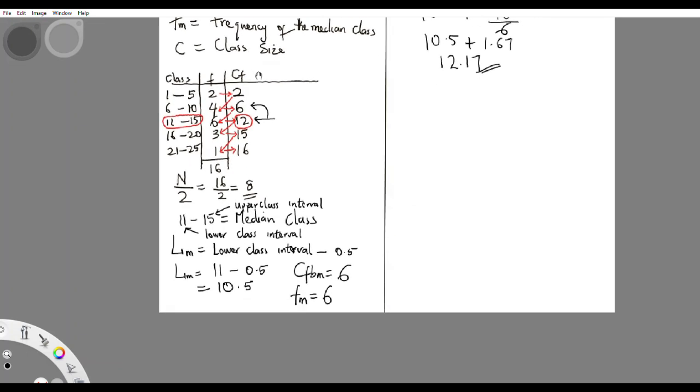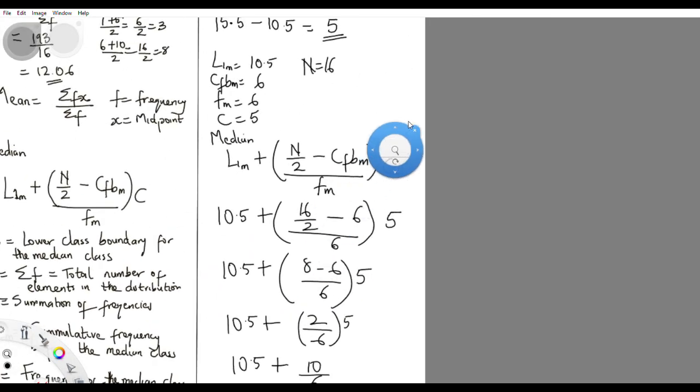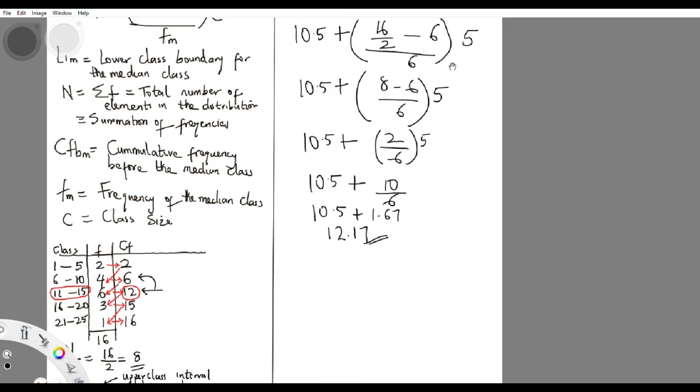And then this is the lower class interval, this is the upper class interval. Now, how do you get the lower class boundary from the lower class interval? Lower class boundary equals lower class interval minus 0.5, which is 11 minus 0.5. Then the cumulative frequency before the median class; since this is the median class, the cumulative frequency before should be 6. The frequency of the median class itself is 6, and the class size, remember, subtract the class boundaries, you get the class size, then you get the whole thing, you get the median.